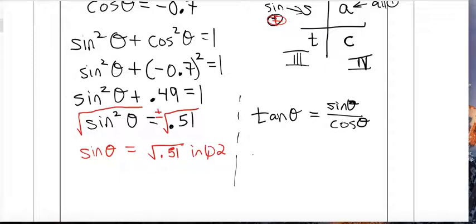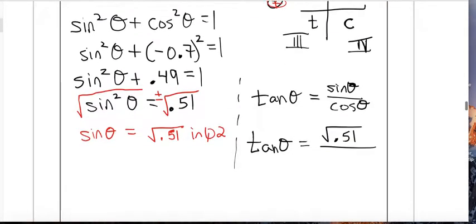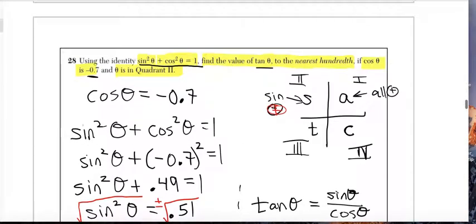So that'll check out. If I substitute square root of 0.51, that's positive for sine theta, making sure only this is in the square root sign. And they told us that cosine theta is negative 0.7. I'm going to put it like that in the calculator, and they want the value to the nearest hundredth. Right, that's to 2 decimal places.